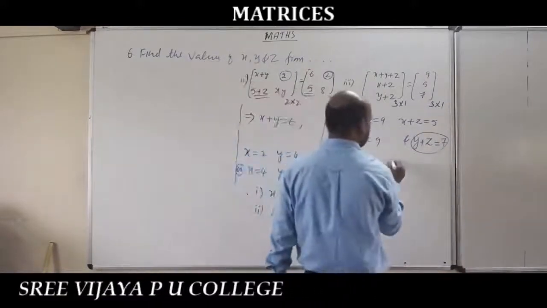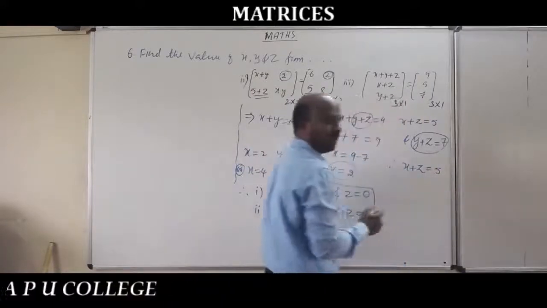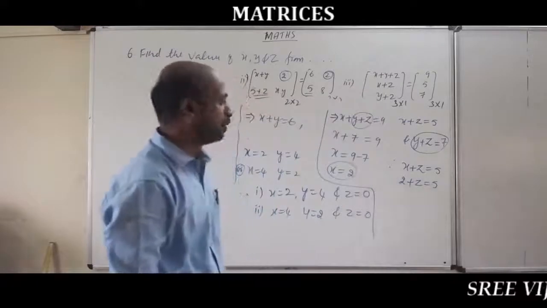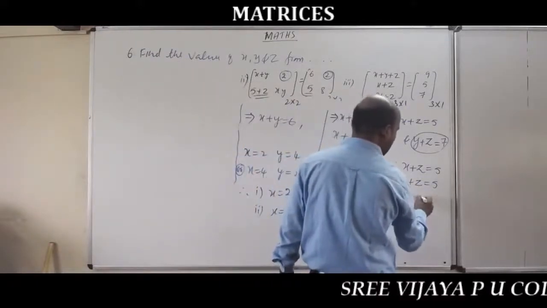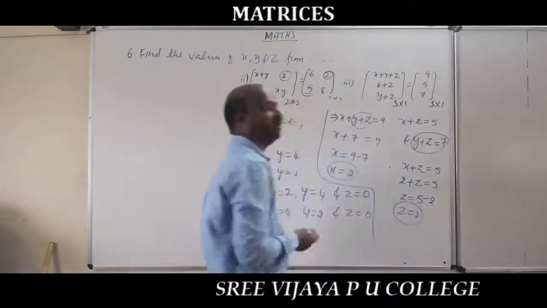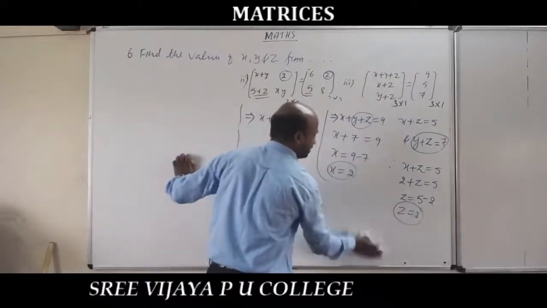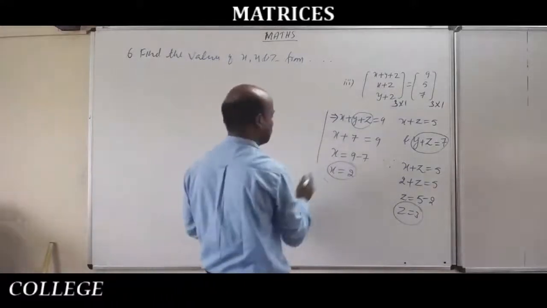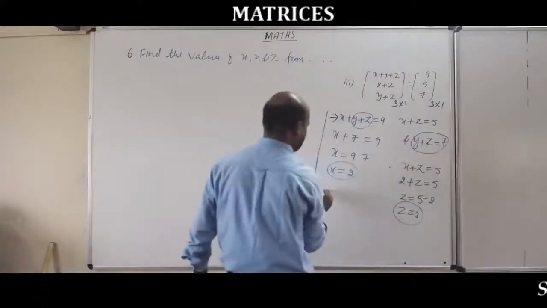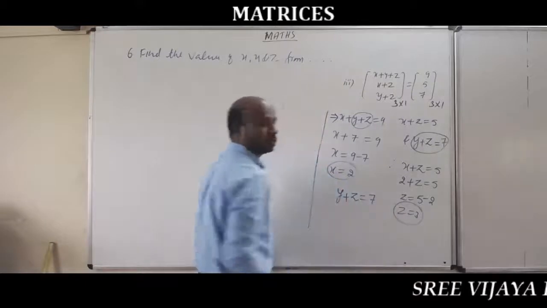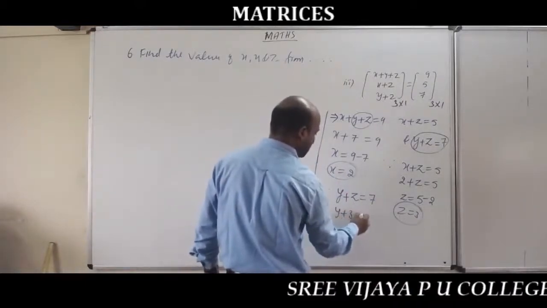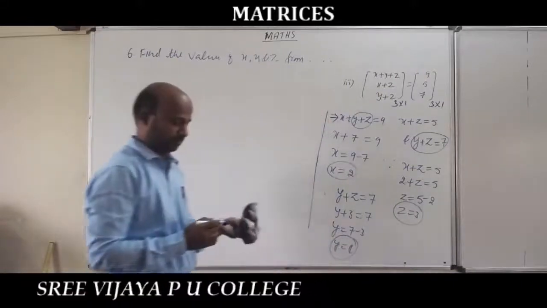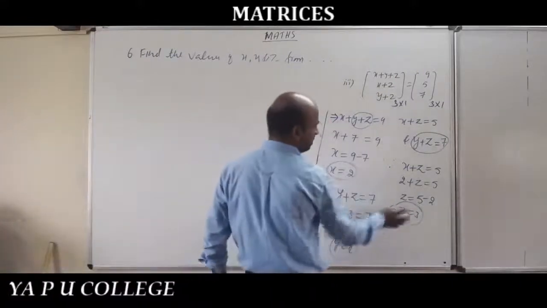Now since x plus z is equal to 5, and the value of x is 2, 2 plus z is equal to 5. So the value of z is 5 minus 2, the value of z is equal to 3. Take the equation y plus z is equal to 7. The value of z is 3, so y plus 3 is equal to 7, the value of y is 7 minus 3, so the value of y is equal to 4. So x is 2, y is 4, z is 3.